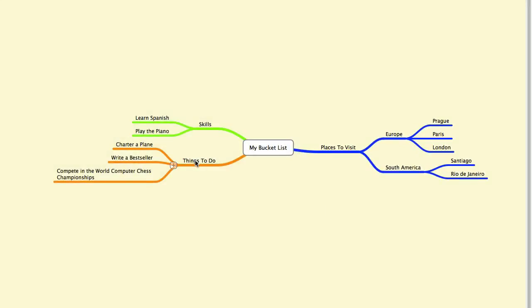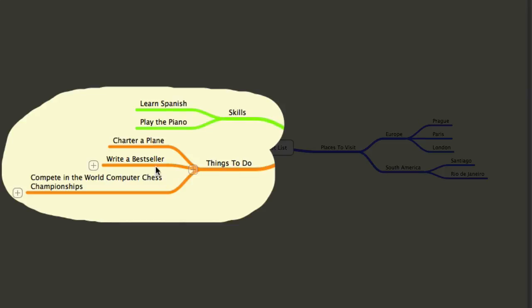And then I've organized the others into things to do. So we now have charter a plane, write a bestseller, compete in a world chess championship. So those are the things I'd like to do, and then the skills, they're split into learn Spanish and play the piano. So now all of these nodes and the branches coming out of them are MECE.